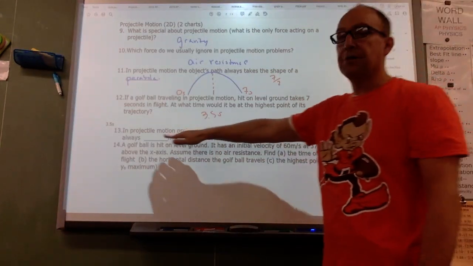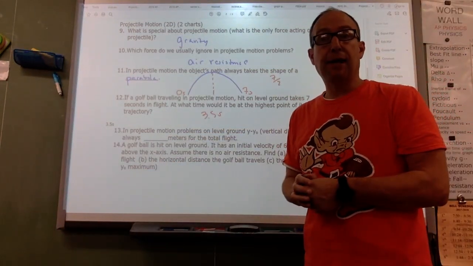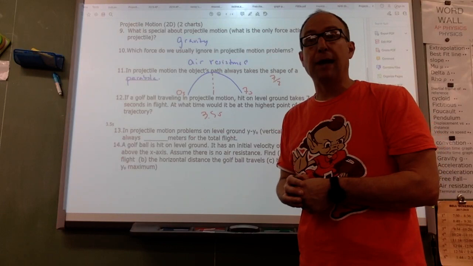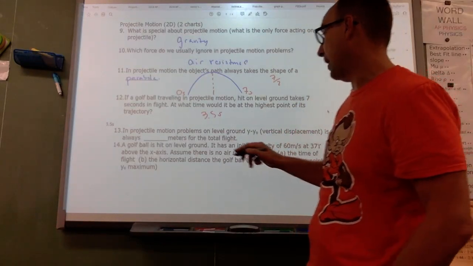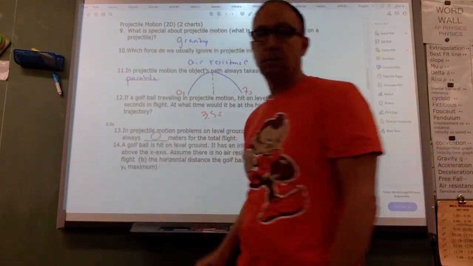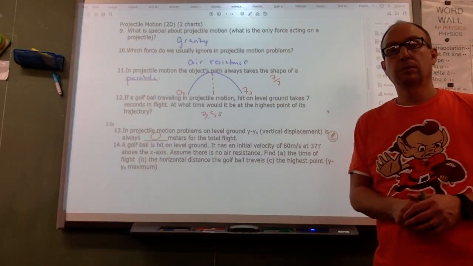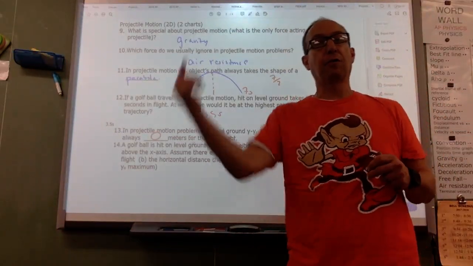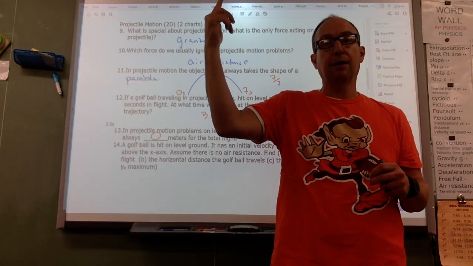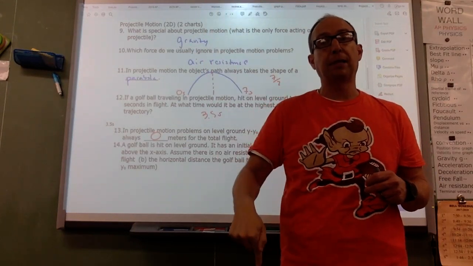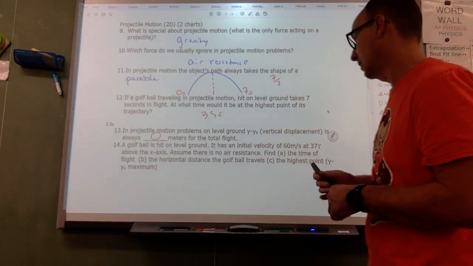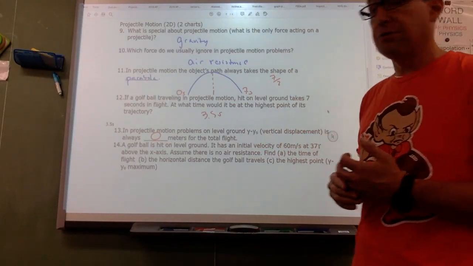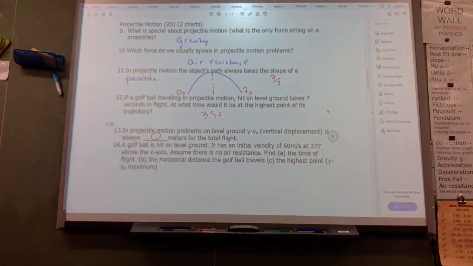For the problems we do, they're going to be on level ground. So that means that the displacement in the y direction, my y minus y naught, is going to be 0. Which is beneficial for us because that means that the vertical velocity it heads up with is going to have the same magnitude when it comes down, just opposite direction. All right, so I'm going to clear the ink and scroll down.